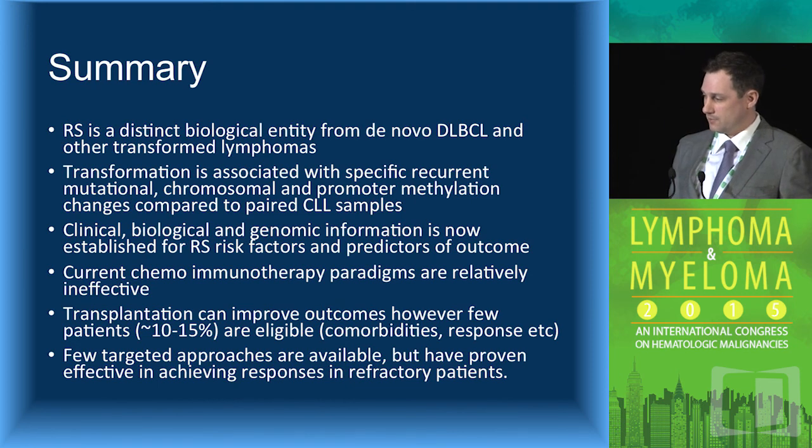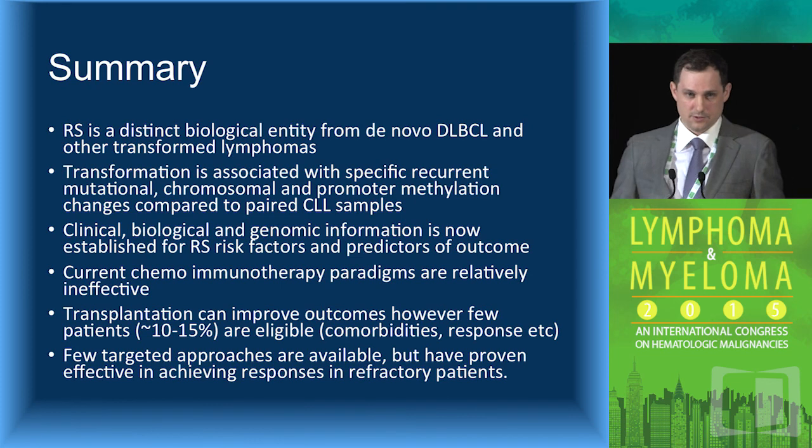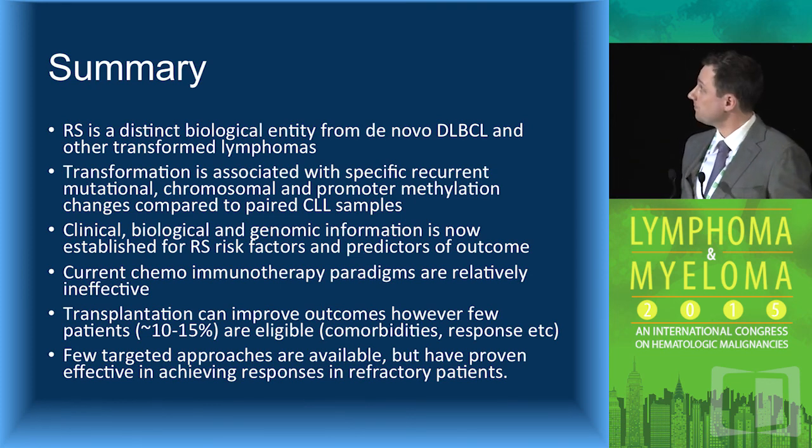Transplantation can improve outcomes, however, few patients, only 10 to 15%, are eligible. And even though there are currently only a few targeted approaches available specifically for Richter syndrome, we have seen responses, and they are starting to prove effective in achieving responses in these refractory patients.